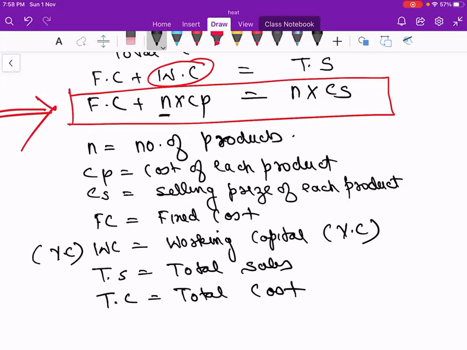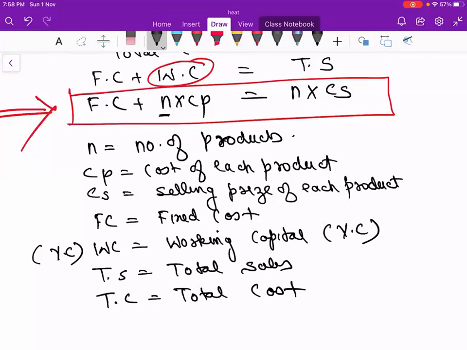Everyone got this point? समझ में आया सबको? Everyone got this point? Yes or no? Write in the chat section fast.